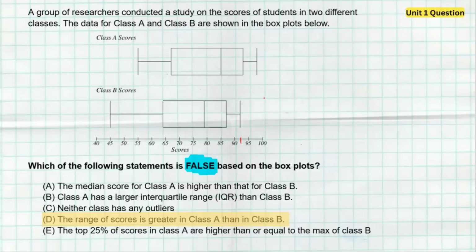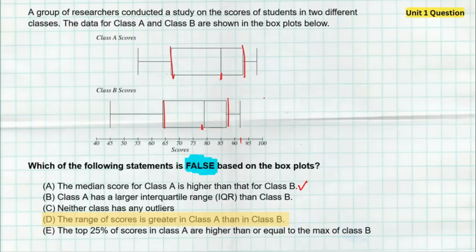A is true. The median for A is greater. Just look, here's the median for A versus the median of B, so it's definitely greater. A has a larger interquartile range. That's true. Interquartile range is looking at the middle 50% from your quartiles, and if you compare those, it's definitely a little bit larger for class A. Neither has outliers. That's true. We don't see any outliers on either of them.